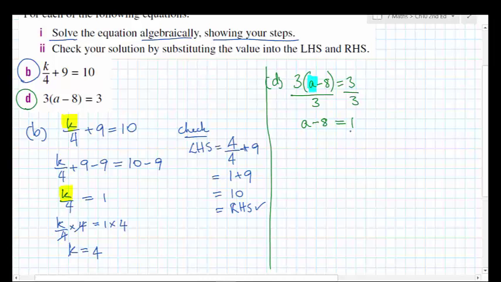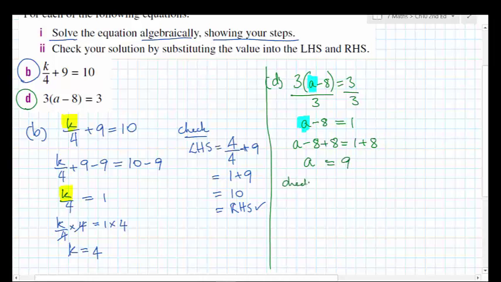Again, I'm trying to solve for a. I have a, I take 8. The last thing I did was take 8, so to do the opposite of that, I add 8 to both sides. A take 8 plus 8 equals 1 plus 8. I've added 8 to both sides here. I have a, and negative 8 plus 8 is 0, which I don't need to show, equal to 1 plus 8, which is 9. And so that's my answer there.